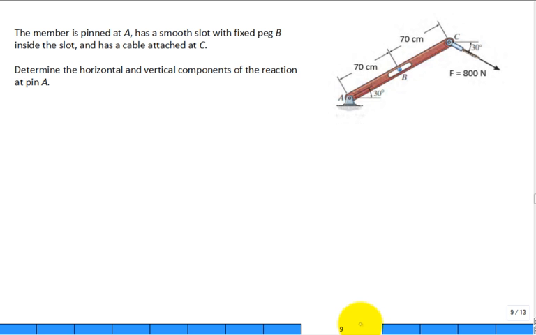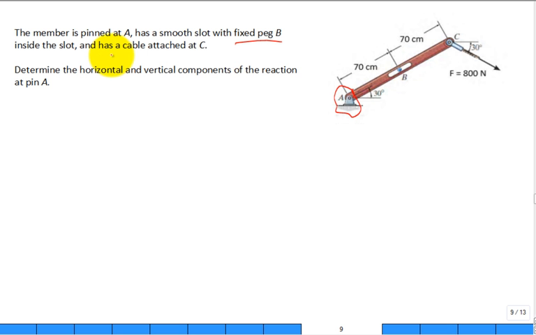A member is pinned at A, so here's the A, it's pinned. It has a smooth slot, so this is our slot right here, and has a fixed peg B or pin B that's in the middle of that slot. But that slot in my member, if the member wanted to move in that direction or that direction, the pin wouldn't stop it. But if the member wanted to move in this direction or that, the pin would stop it, right? That's what they're showing you with this slot, this smooth slot.